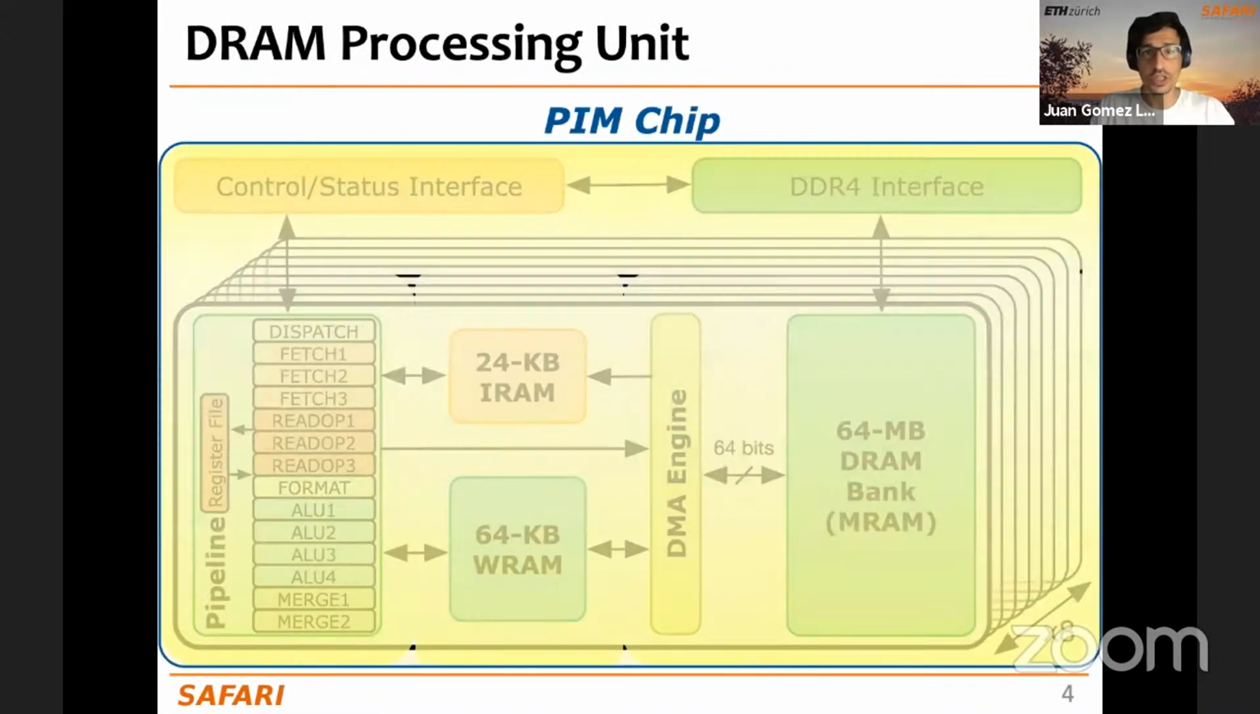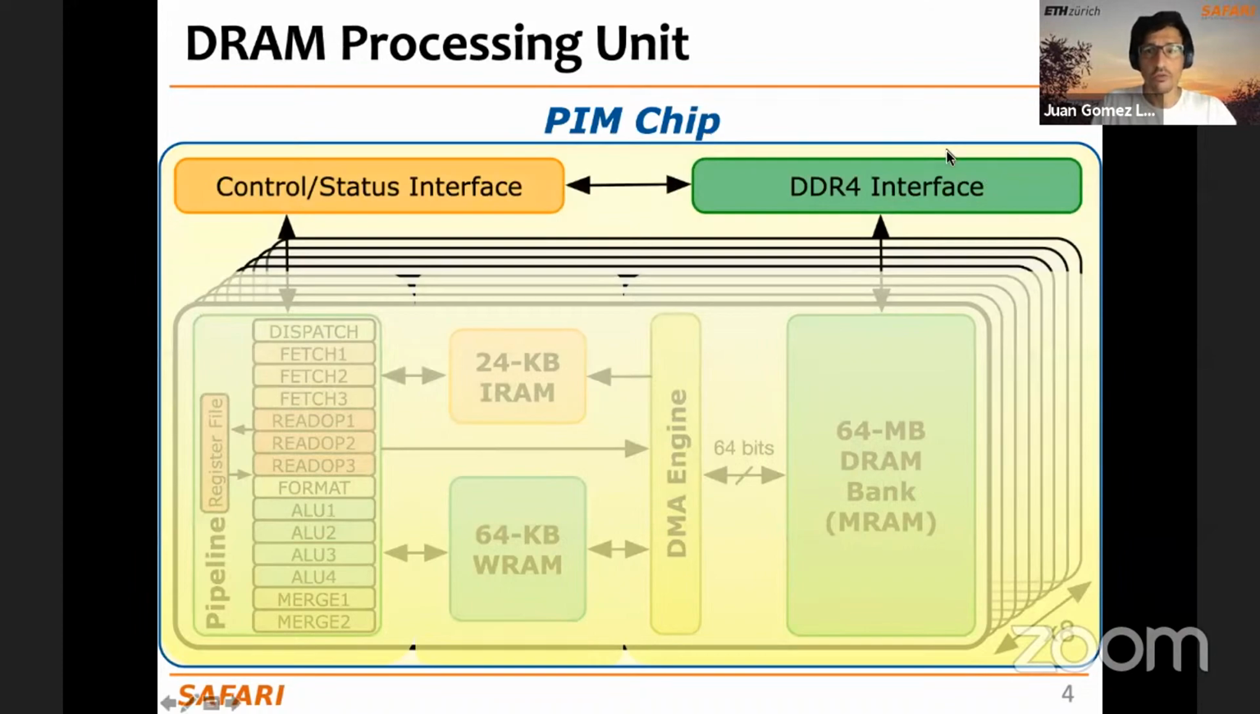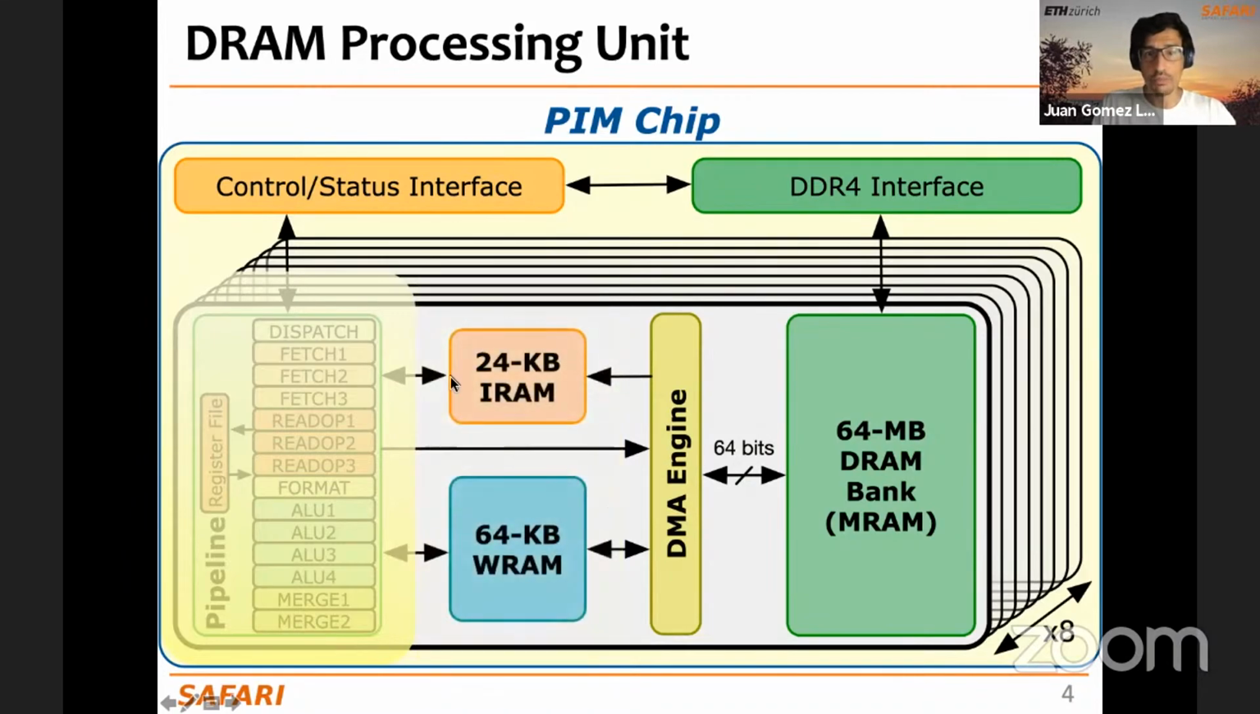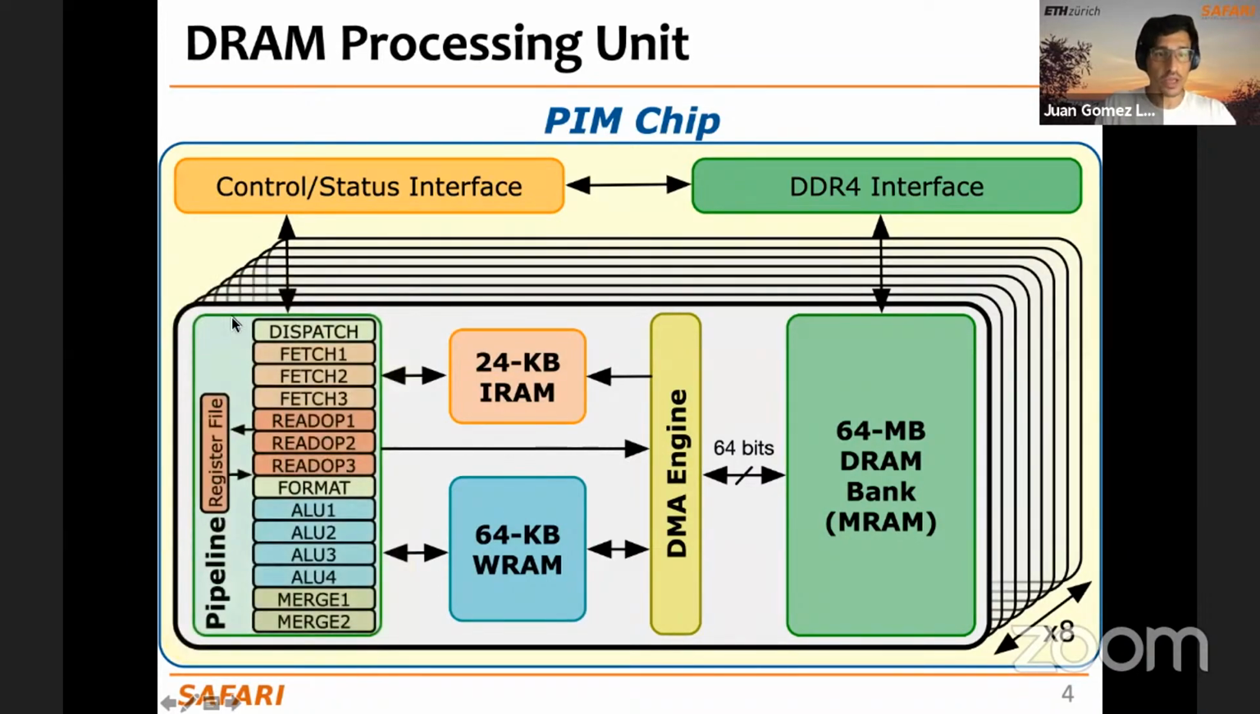Inside the DRAM processing unit, inside the PIM chip, what we have is first a DDR4 interface for the host CPU to access the DRAM banks. Then we have a control status interface for the host CPU to communicate with the DPU pipeline, send commands, and start the execution of kernels, for example, or be notified about the termination of a kernel. Then we can see here the 8 MRAM banks of 64 megabytes and 1 DMA engine per DPU connected via this 64-bit bus to the MRAM bank, and then 2 SRAM-based memory spaces, one for instructions and the other one for operands. And finally, the DPU pipeline.